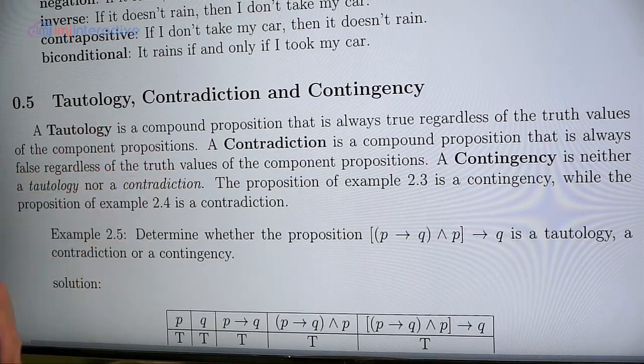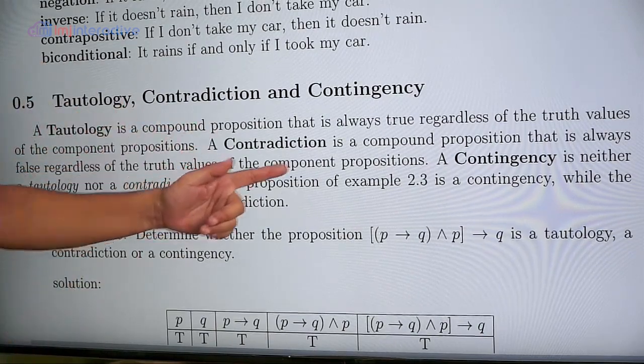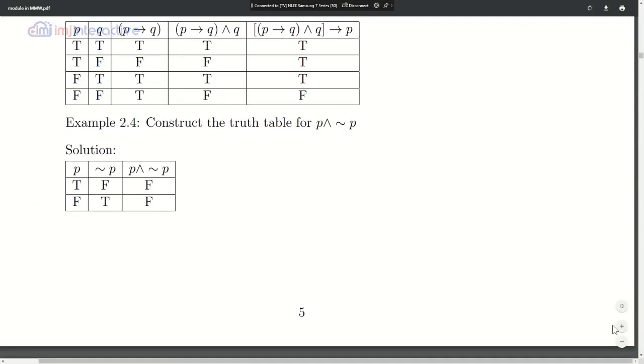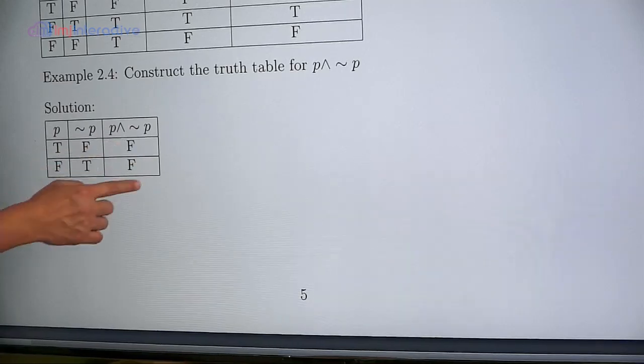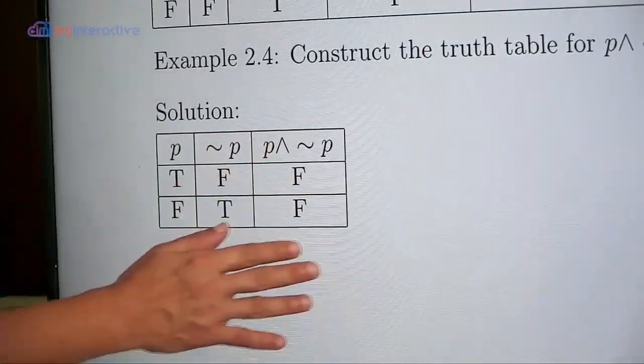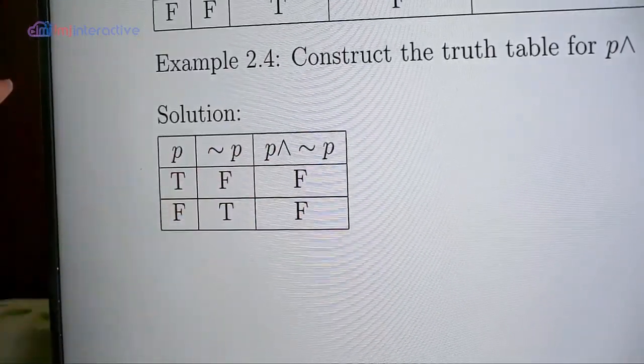Now, what are examples of tautology, contradiction, and contingency? Let's go back and take a look at this example. These are always false regardless of the truth value of P. So, this is an example of a contradiction.